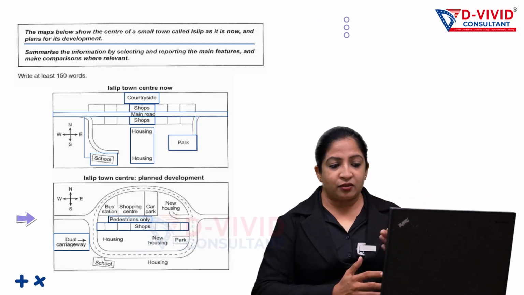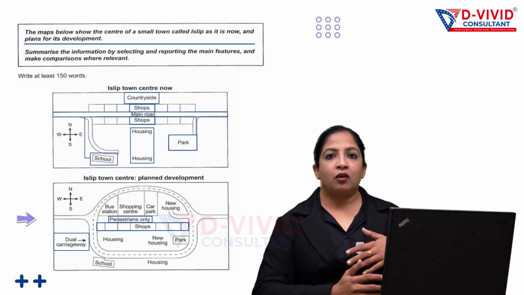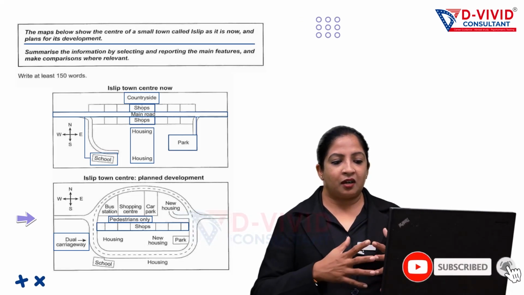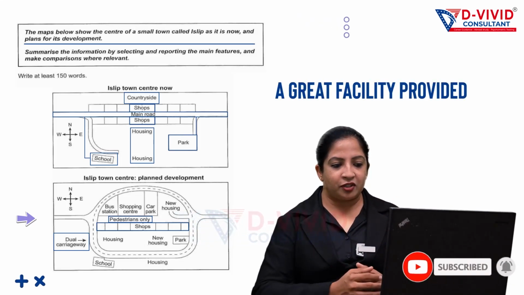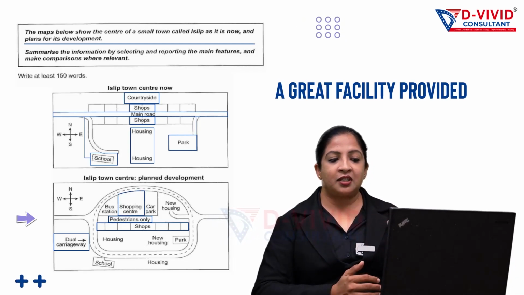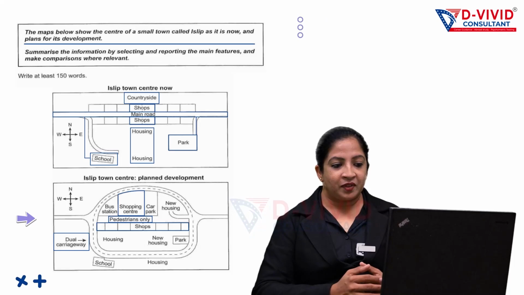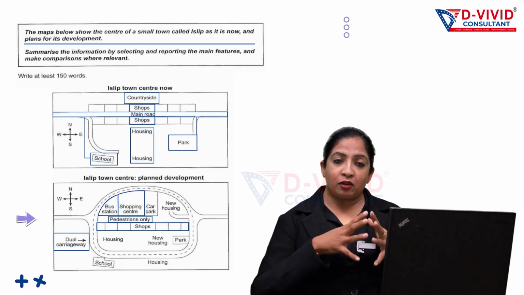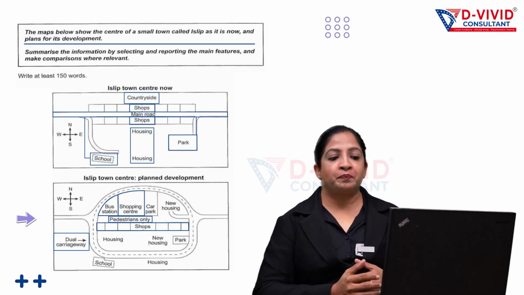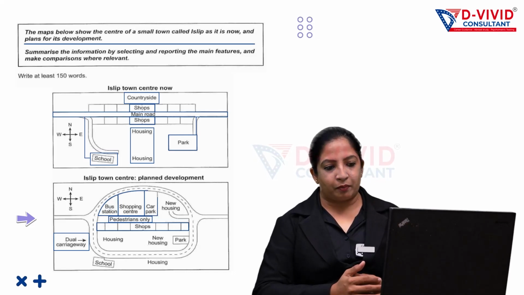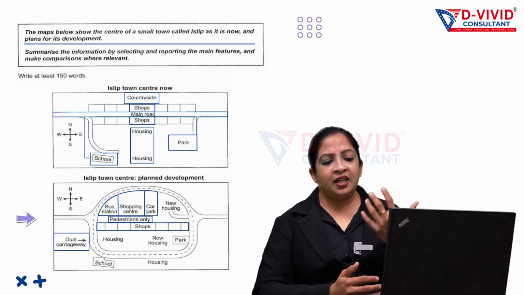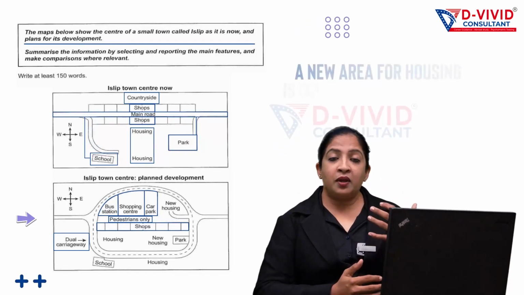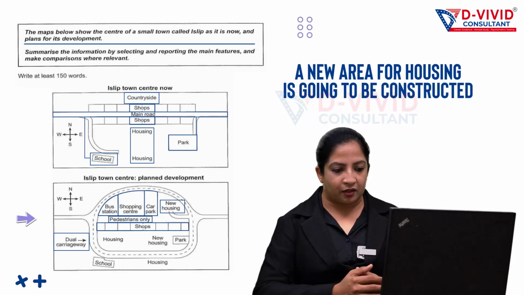Now just next to the pedestrian area towards the north, or I can say towards the left of the pedestrian area, there is a great facility provided, which is a shopping center. Now towards the right of the shopping center, they are going to provide a bus station. The plan also shows that towards the left of the shopping center there is a car park. Immediately next to the car park towards the east, a new area for housing is going to be constructed.